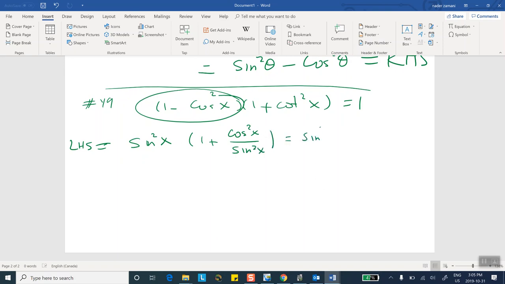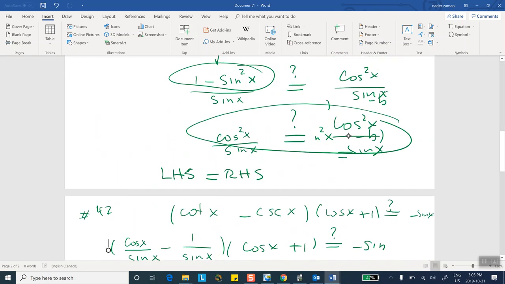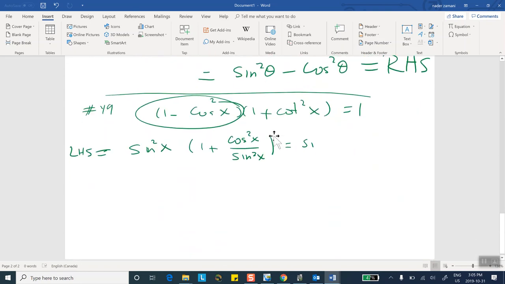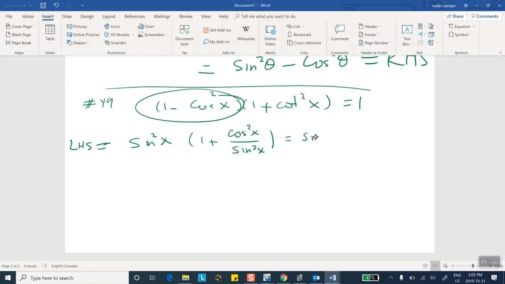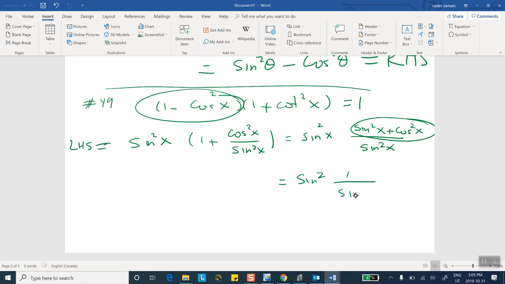So this is sine squared x, sine squared x. Common denominator is sine squared x. Up there we have sine squared x plus cos squared x. But this is 1. So this is sine squared x, 1 over sine squared x, and this is obviously 1, which is your right-hand side.